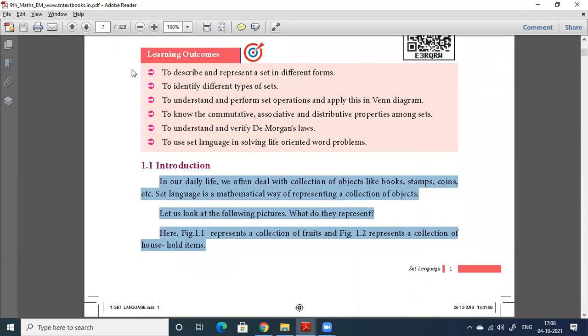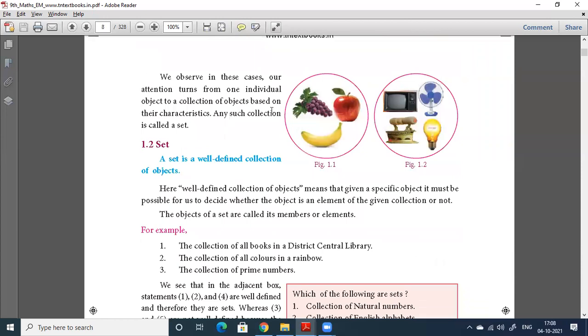In our daily life, we often deal with collections of objects like books, stamps, coins, etc. Set language is a mathematical way of representing a collection of objects. Let us look at the following pictures. What do they represent? Which pictures? These pictures, like figure 1.1 and figure 1.2. Okay. What is figure 1.1? What is it a set of?